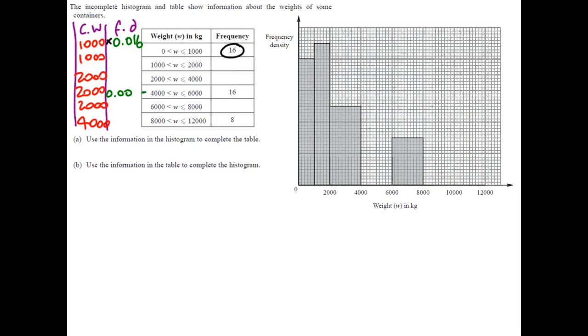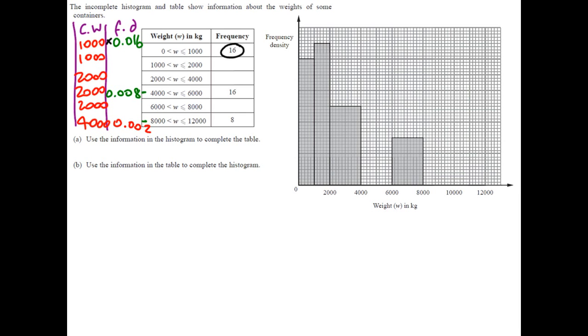Let me think how many across. 1, 2, 3. 0.008. Okay, that's fine. Next one we've got is here, which is going to be 8 divided by 4,000, which gives you 0.002. Next one. 0.002, is that right? I think so, yeah.